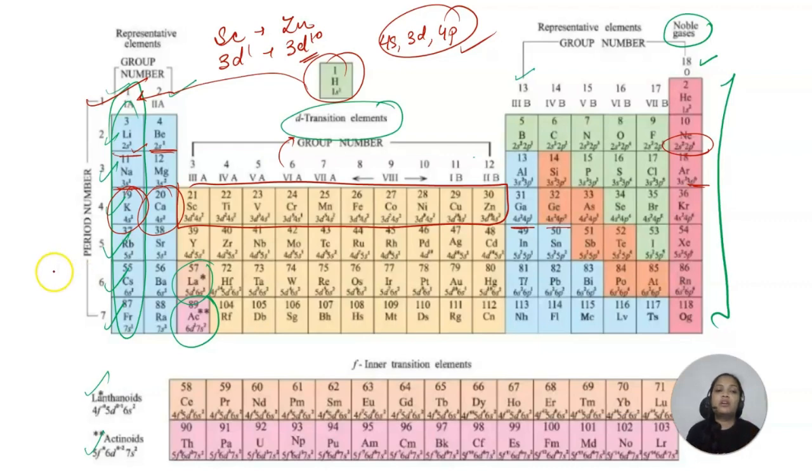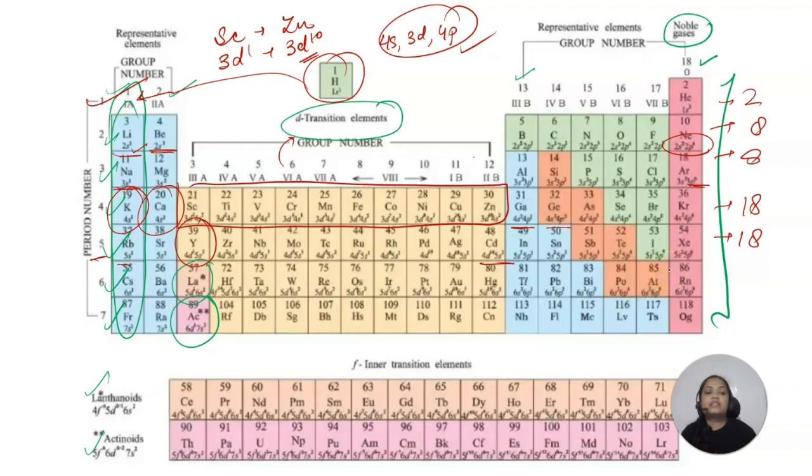Then the fifth period, starting from rubidium up to xenon. 5s is filled, and in addition to 5s and 5p, 4d will also be filled, starting from yttrium to cadmium. So again these will be your transition elements. It also has 18 elements. So 2, 8, 8, then 18.